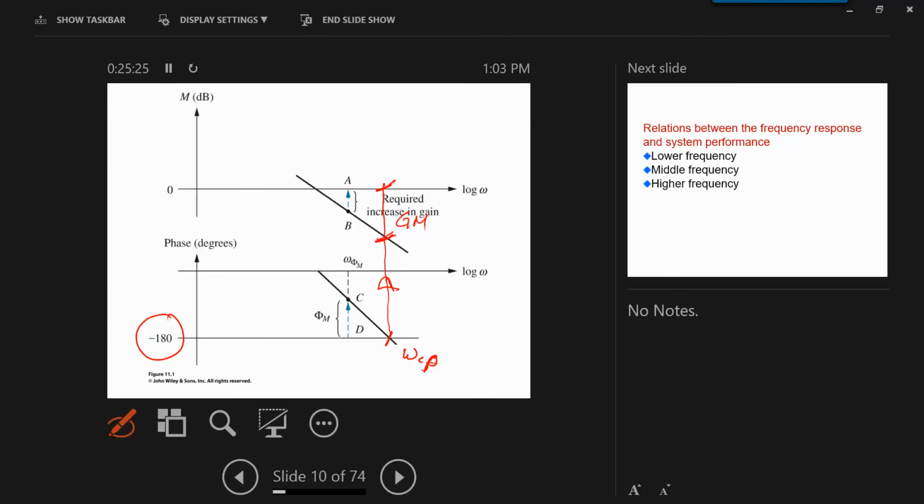This is a positive gain, because we need to increase the gain to make this pass through this point. We need to increase the gain. So there is a good reserve in the gain.